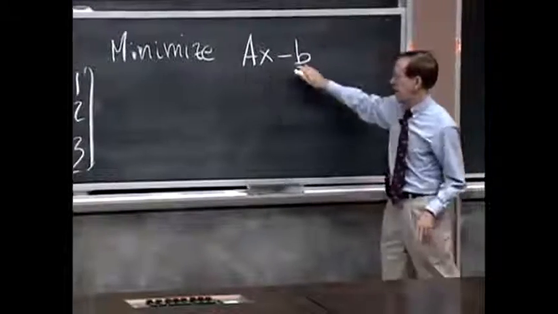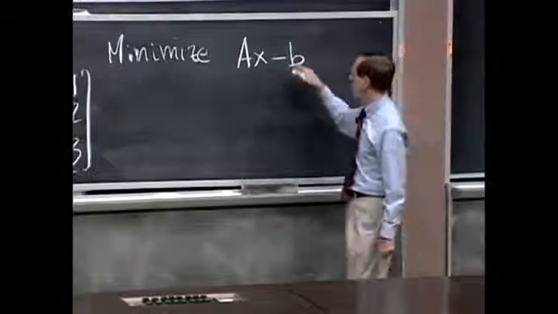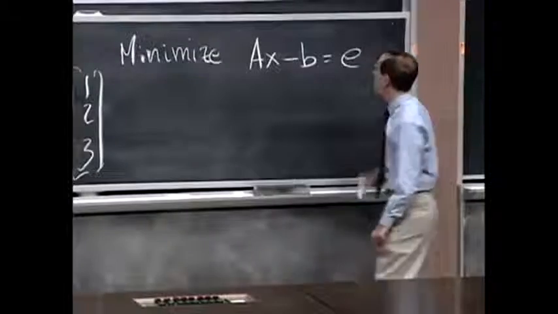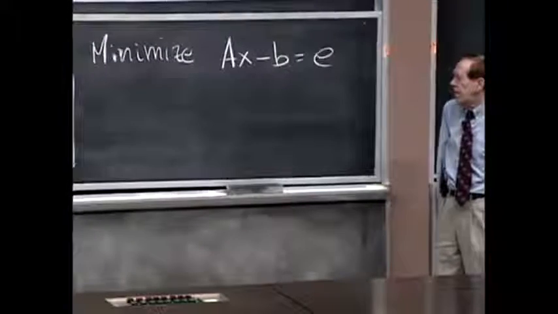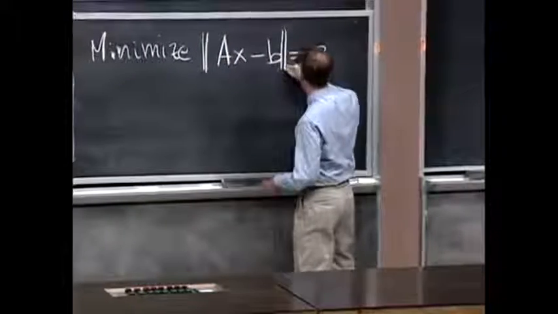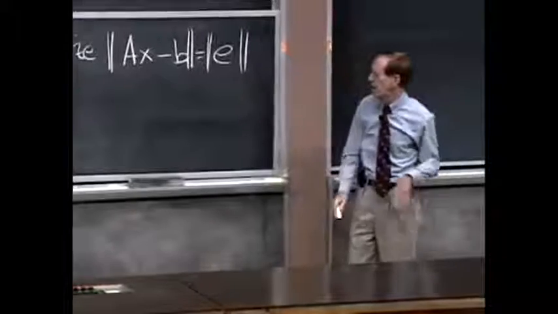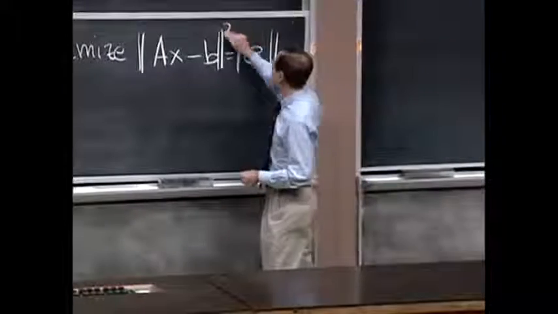And the way I'm measuring this is a vector, right? This is E1, E2, E3. The Ax minus b, this is the E, the error vector. And small means its length, the length of that vector. That's what I'm going to try to minimize. And it's convenient to square.